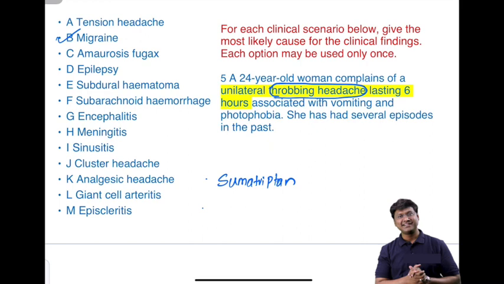So for today, these are the important clinical scenarios about headache. And tomorrow I will discuss a few more clinical scenarios of headache where you have head trauma, along with their respective treatment. So with this, I'll wind up this session.